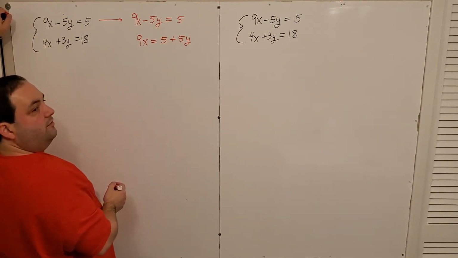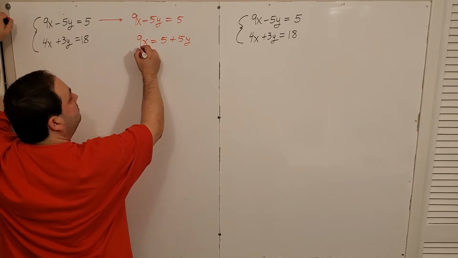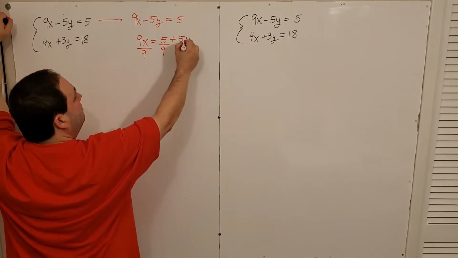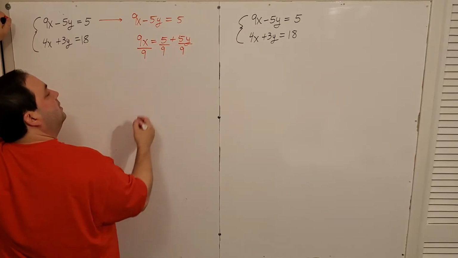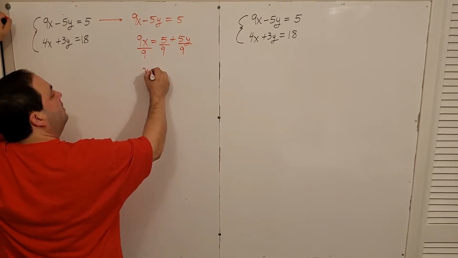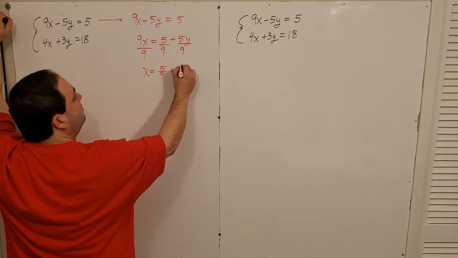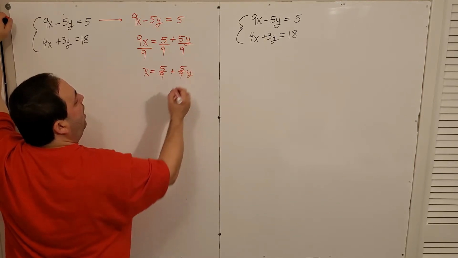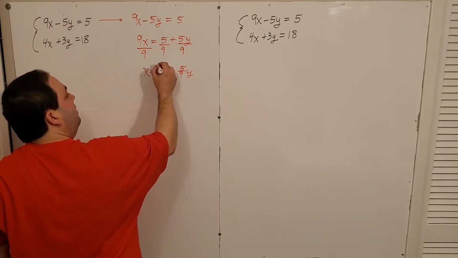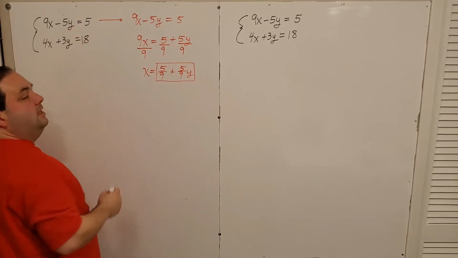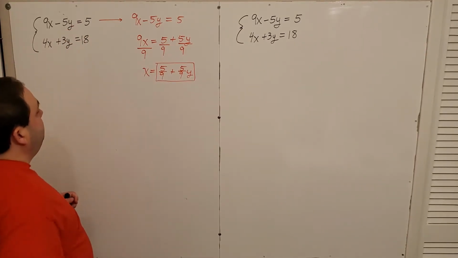And then I'm going to divide by 9. Okay, so I've got x equals 5/9 plus 5/9 y. This is going to be what I substitute into x in the other equation.